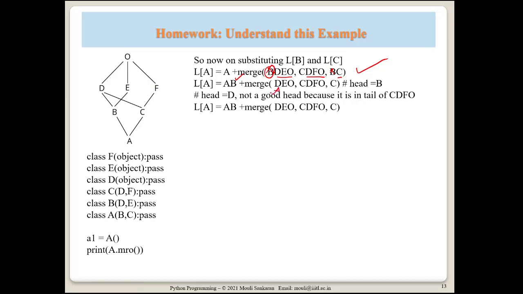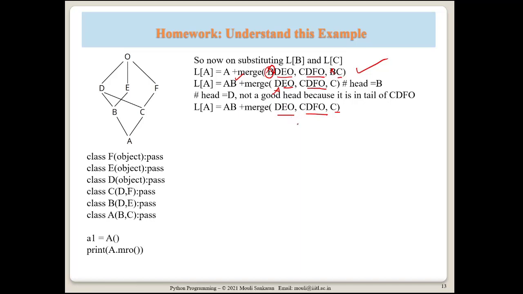Then take this head, D, and look for that in the tail. Oh, I found it. So D is a bad head. I should not add it now, defer it. When I defer it, I need to consider the next head. So I'm not going to add D. DEO is kept here, CDFO is kept here, C is kept here. I went ahead with the D, but I failed it there.